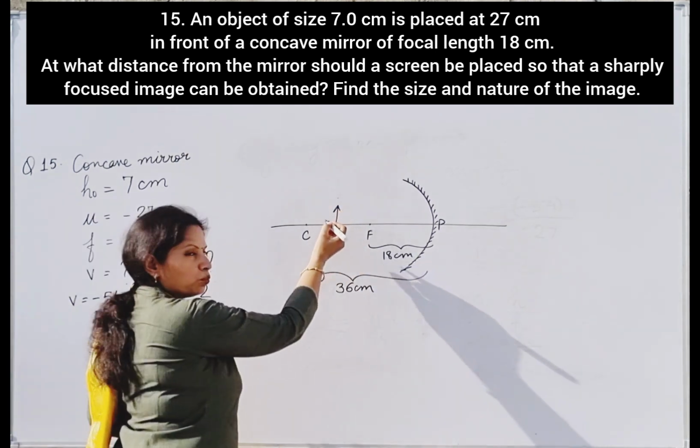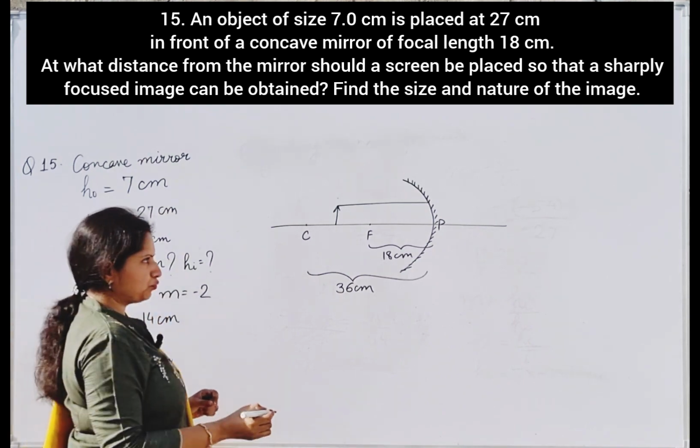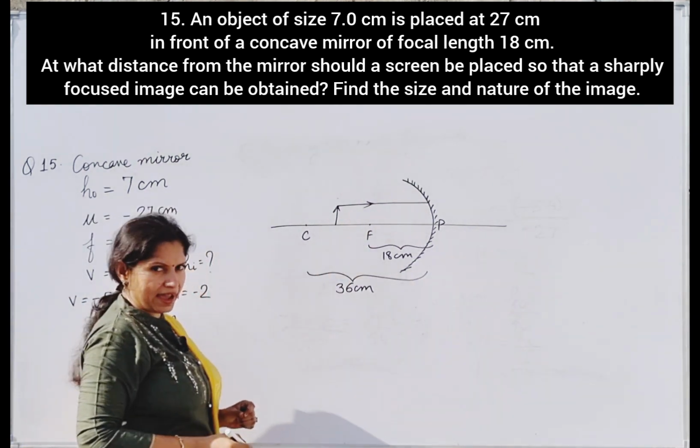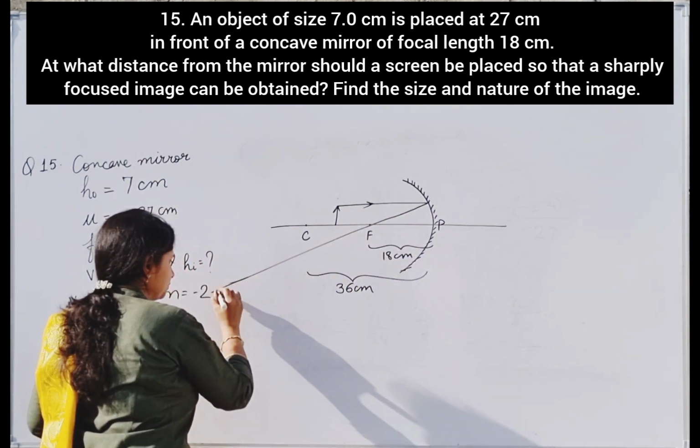Let's place that. One of the rays that is coming parallel to the principal axis, after reflection, will pass through focus. This is the incident ray. We have to show an arrow. After reflection, it is going to pass through focus. So it will pass through the focus.